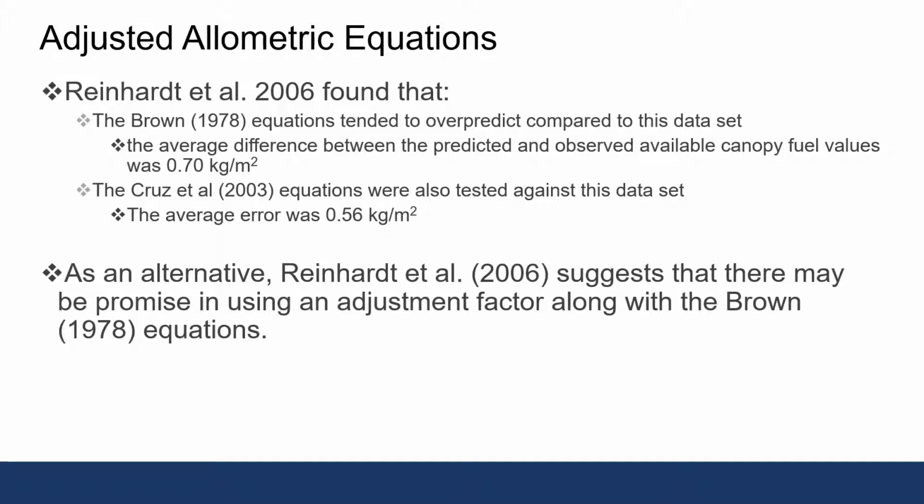Due to error associated with these estimates, the authors suggest that there may be potential in using the adjusted allometric equations as an alternative, although they admit that much more work is needed in this field. Keep this in mind as we move forward and in your use of these equations, because they are not infallible.